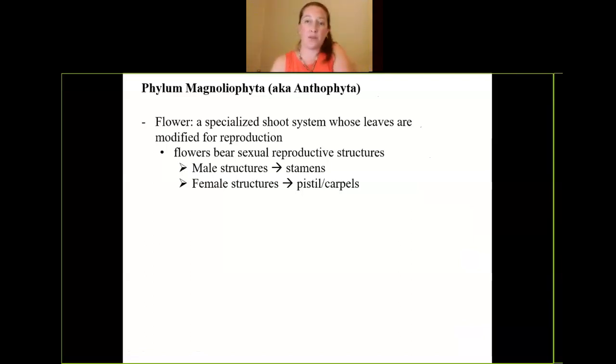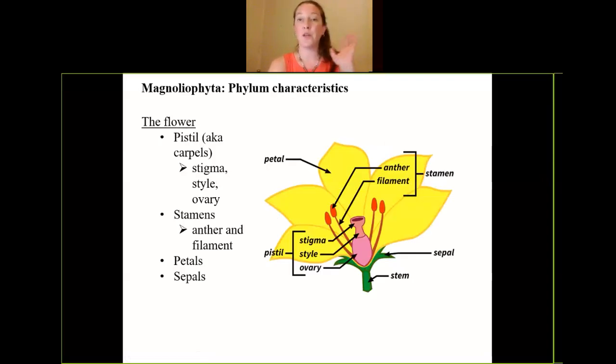Either one is fine, whichever you prefer. And on an exam or something, I would have it slashed like that, for whichever one you guys prefer. All right, so those are the males. Male parts are stamens, female parts are pistils. And let's look at what makes that up.